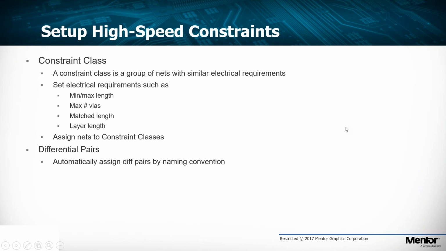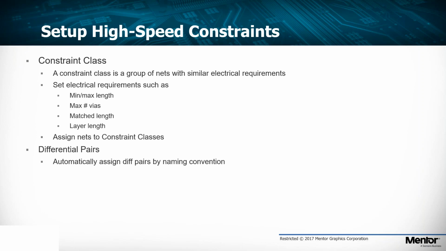So the next thing that we want to do is go ahead and set up the high-speed constraints. Very similar to a net class is what we call a constraint class in the Constraint Manager tool. A constraint class is just a group of nets with similar electrical requirements. These electrical requirements can be length, minimum and maximum length, maximum number of vias, for example. If you want to constrain the amount of vias on critical nets, that's probably a good idea. And then matched length groups and certain layer lengths. We can actually define a maximum layer length on a net-by-net basis.